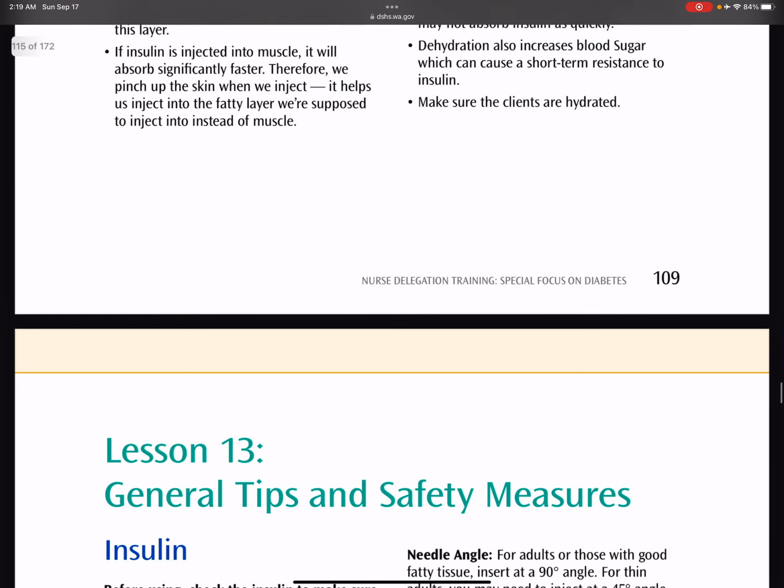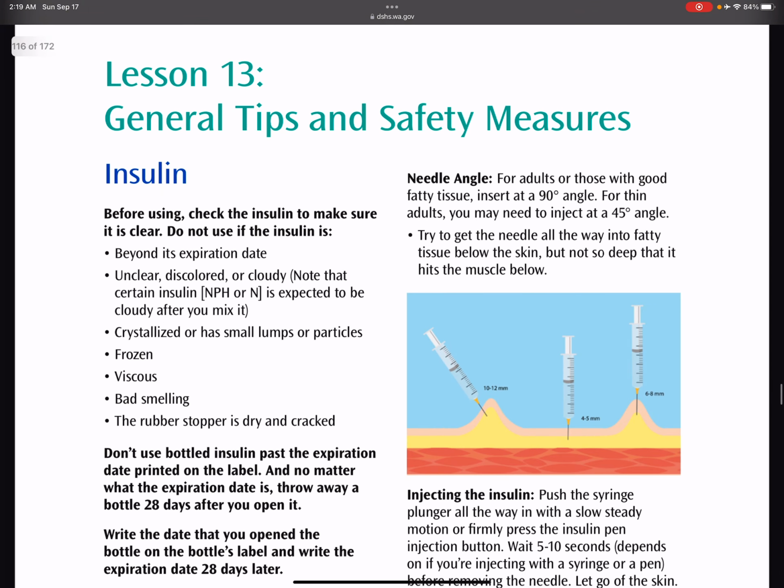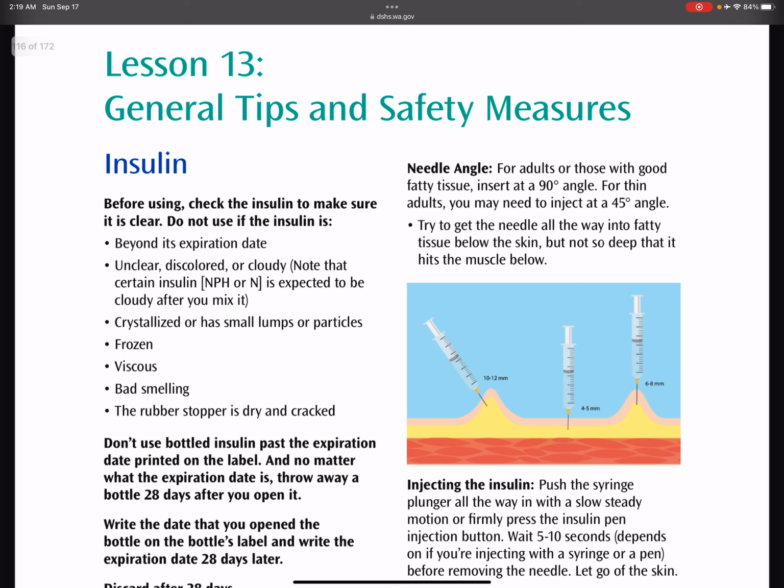It's a very short chapter. Now, this is the last chapter, lesson 13. This one is general tips and safety measures. It's very short too, just a general idea.